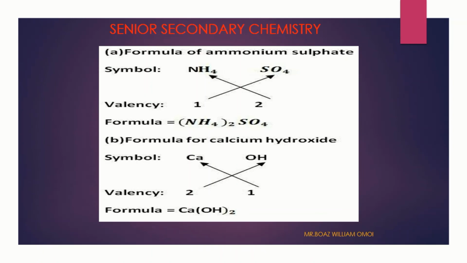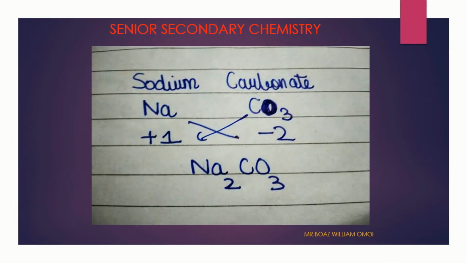Let us write the chemical formula for sodium carbonate. Now remember, sodium has a valency of 1 and the carbonate radical has a valency of 2. So when you interchange, 1 goes to carbonate and 2 goes to sodium. So you write Na2CO3 for sodium carbonate. That's how you can apply valency in writing chemical formulas.